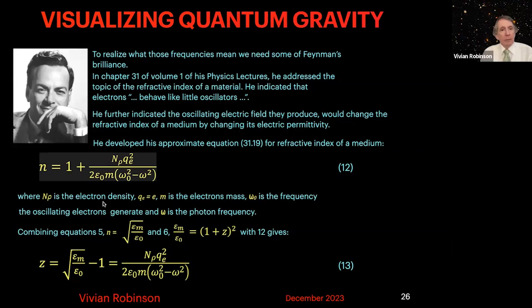where the n rho is just the electron density, QE is simply the electric charge, E, m, the mass of the electron, omega naught is the frequency of the oscillating electrons generate, and omega is the photon frequency. Combining these equations with Feynman's equation gives us the redshift Z, the square root of epsilon m over epsilon naught minus 1 equals Feynman's equation.